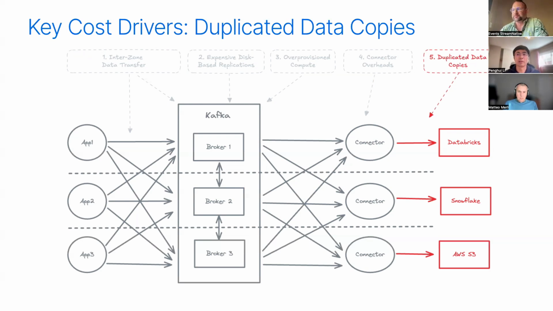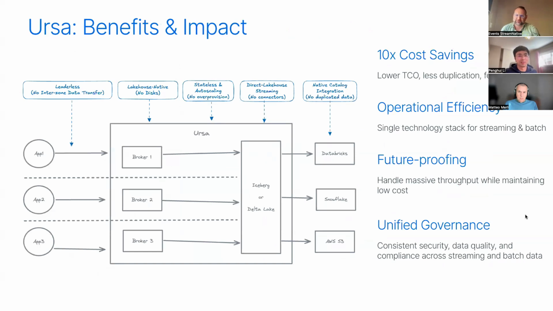Yes, correct. And in Ursa, it's not like connecting the data from Kafka topics to the Lakehouse. It's just converting the data from one S3 object to another S3 object, just in a different format. So there is zero internal traffic.